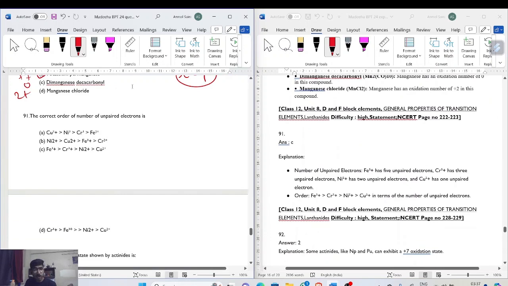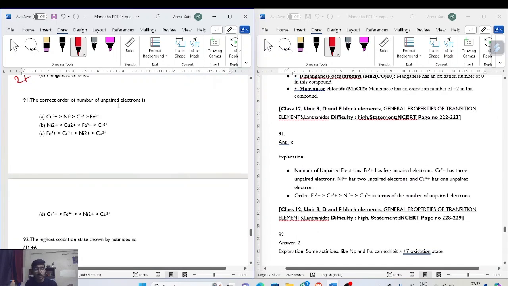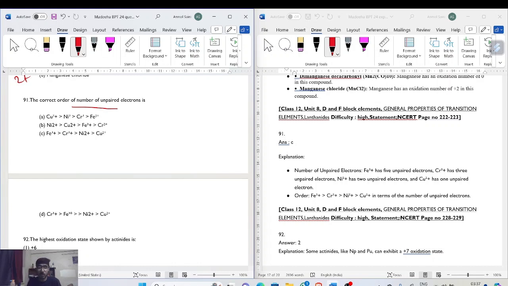Now we have to check question number 91. The correct order of the number of unpaired electrons is. So here we have to find out the order of unpaired electrons for Cu, then Ni, then chromium, then Fe3 positive. Let's find for Fe3 positive. The outermost electronic configuration for Fe3 positive will be 3d5. When we have 3d5, the number of unpaired electrons will be 5.